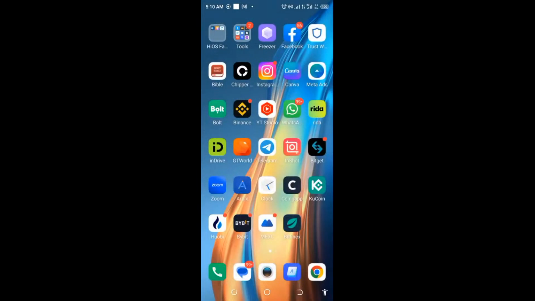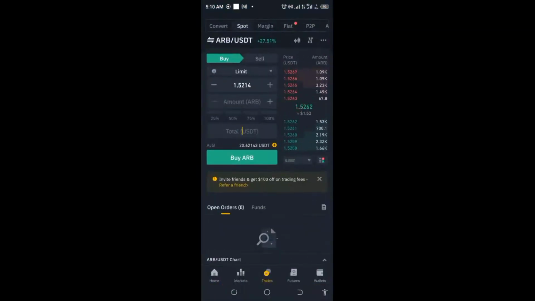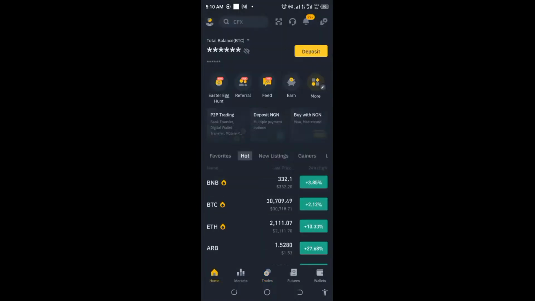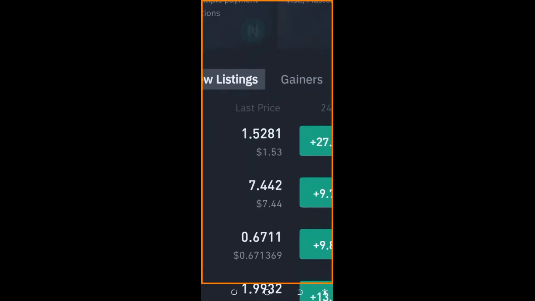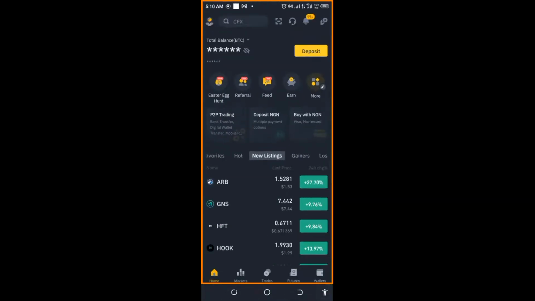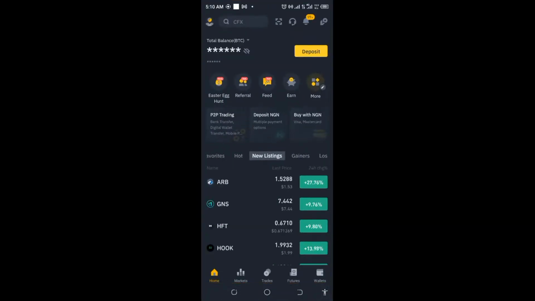As you can see, this is actually a very profitable trade, but it's based on the parameters that were talked about. It was on the new listing, because like I said, this coin was just recently added. It's barely 3 weeks old and it's still pumping. As you can see right now, the price is currently $1.52.